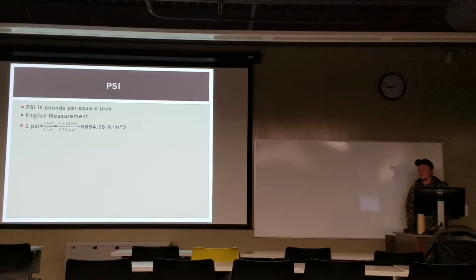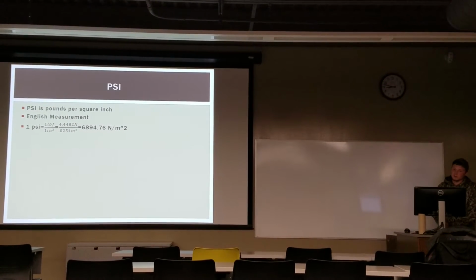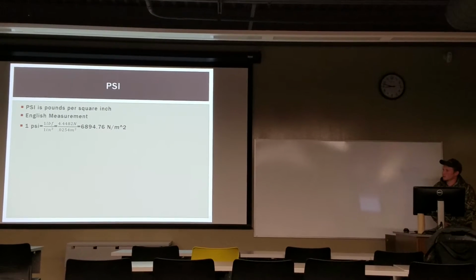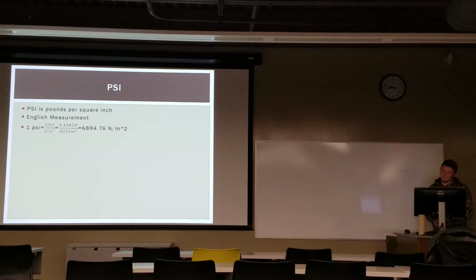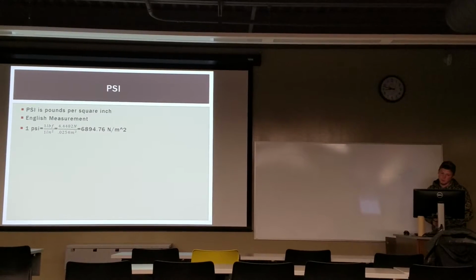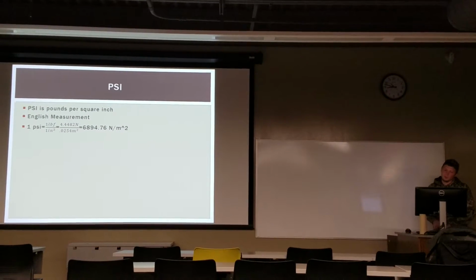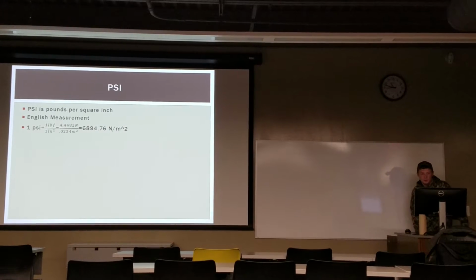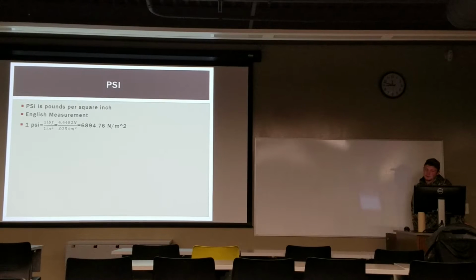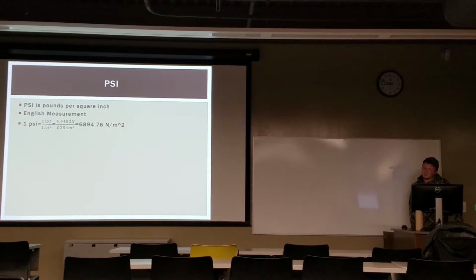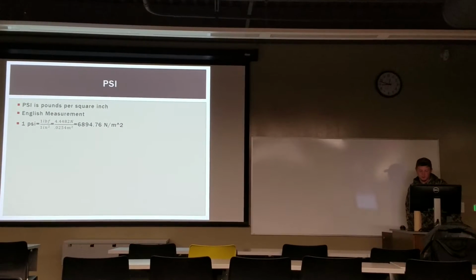So the unit I focused on was PSI, which is pounds per square inch, and this is an English measurement. And you can see 1 PSI is equal to 1 pound-foot over 1 inch squared, which is equal to 4.44 newtons per 0.0254 meters squared, which is then equal to 6,894 newtons per meter squared, which is known as a Pascal.